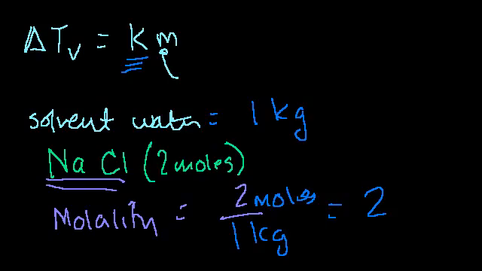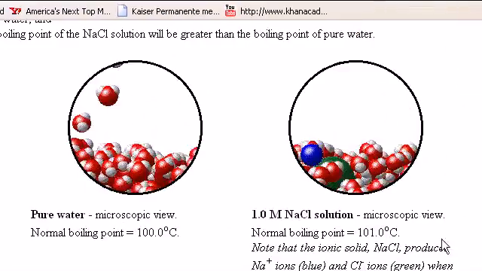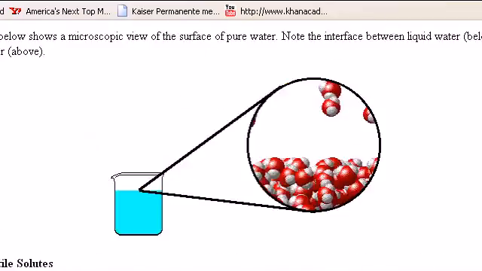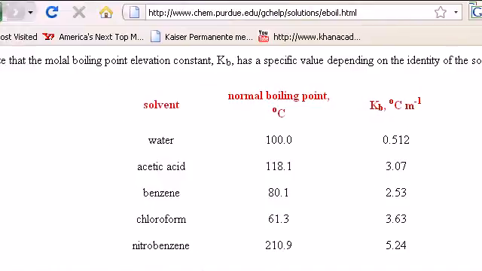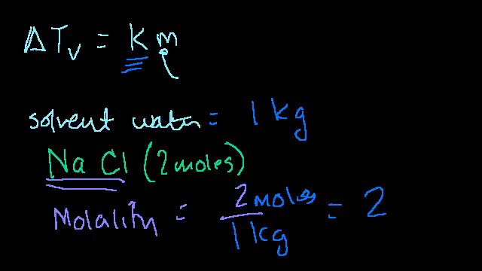And actually, that same Purdue site gave a list of tables. I haven't run the experiments myself. They have some neat charts here, but they say water's normal boiling point is 100 degrees Celsius at standard atmospheric pressure. And then they say that the constant is 0.512 Celsius degrees per molal. So let's just say 0.5.